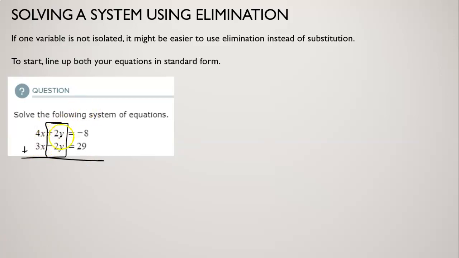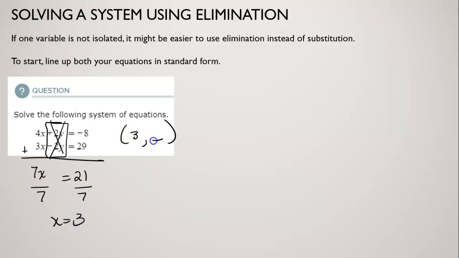All right, so we've got everything lined up. We've got our opposites here. 4x plus 3x makes 7x. Negative 2 and 2 cancel out. And negative 8 plus 29 is 21. We're going to divide both sides by 7, and so x equals 3.